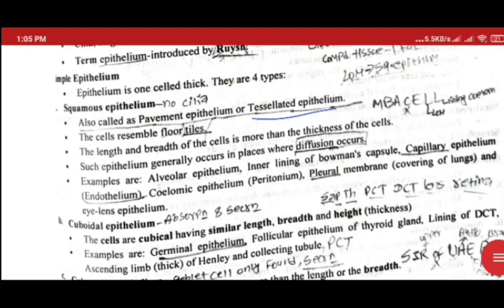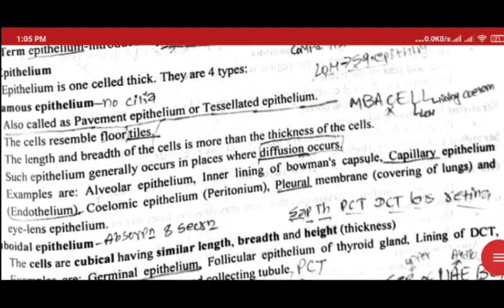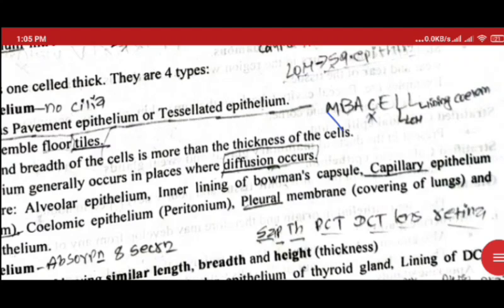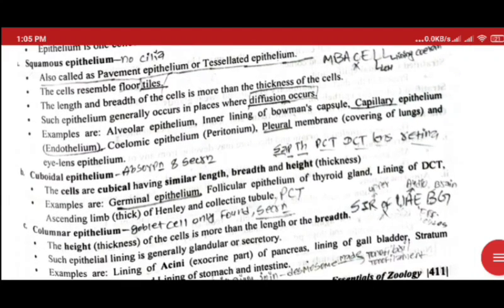Now we should remember two things: its function and its example. The example trick is MBA CELL. M is for mesothelium, B for Bowman's capsule, A for alveoli of lungs, C for nothing, E for endothelium, L for loop of Henle, L for lining of pleura. I will upload the tricks to memorize this and be clear in the description.